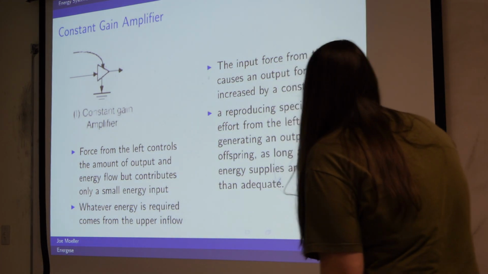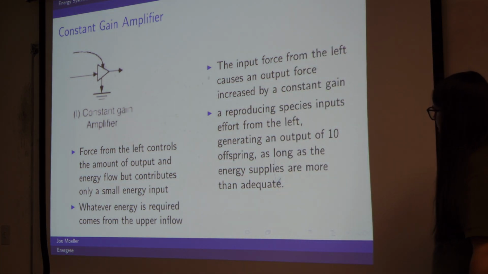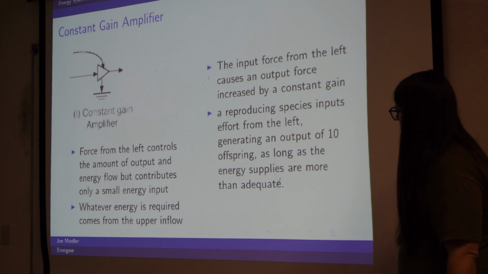So reproducing species inputs effort from the left, generating an output of 10 more offspring, random numbers.